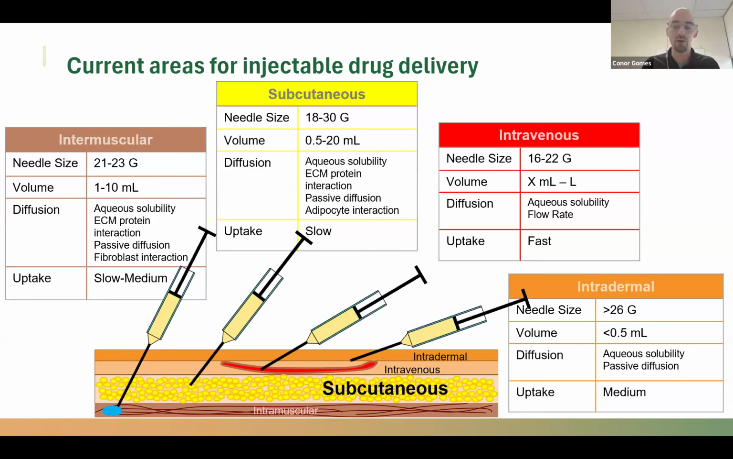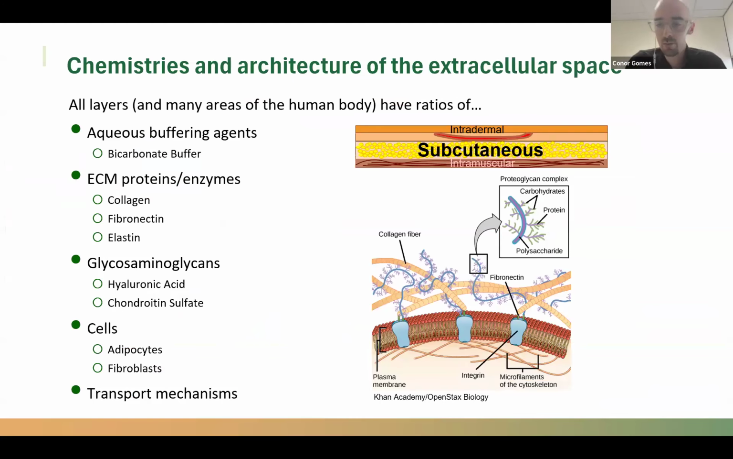It's a pretty slow uptake that's basically dictated by passive diffusion, except there are a lot of tiny, really small vesicles that run through there that will eventually uptake your drug. So within these spaces, there's a whole bunch of different ratios of the components that are responsible for drug uptake, drug diffusion, and drug metabolism.